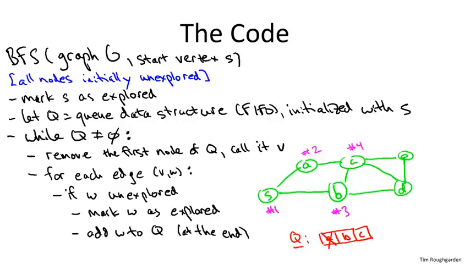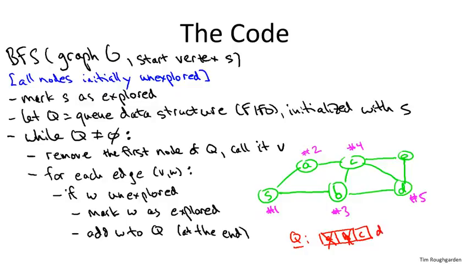B has 3 incident edges. It has one incident to S, but that's irrelevant. We've already seen S. It has one incident to C. That's also irrelevant, because we've already seen C. True, we just saw it very recently, but we've already seen it. But the edge between B and D is new, and so that means we can take the node D, mark it as explored, and add it to the queue. So D is going to be the 5th one that we see. And now the queue has the element C followed by D.